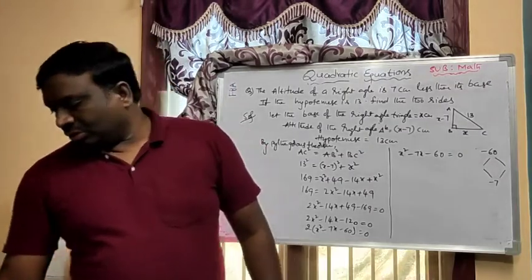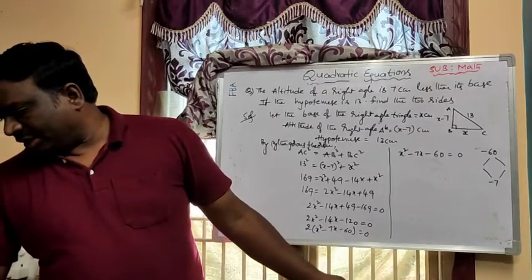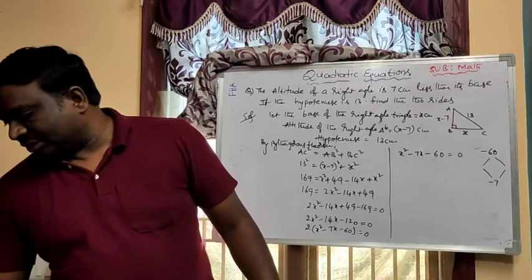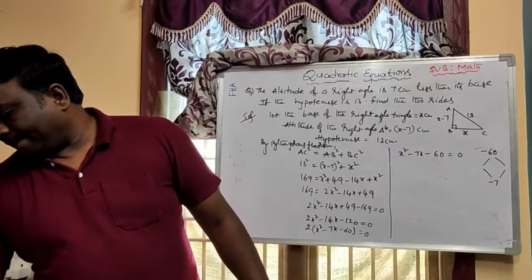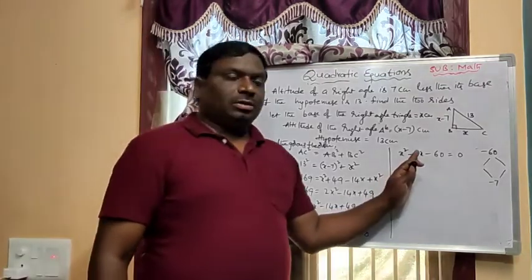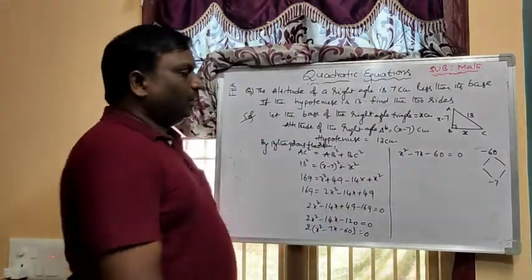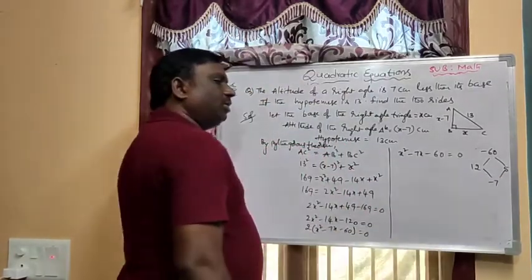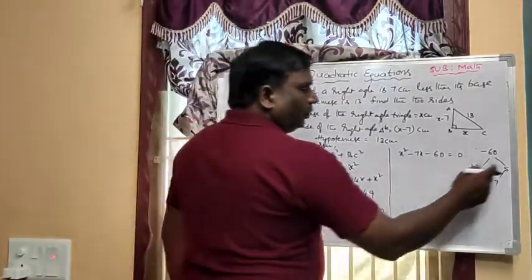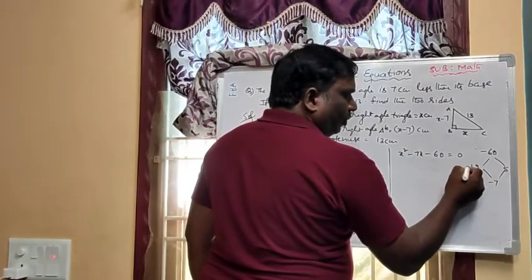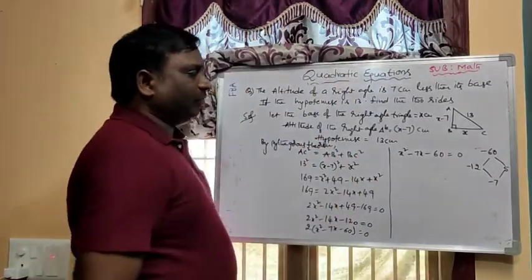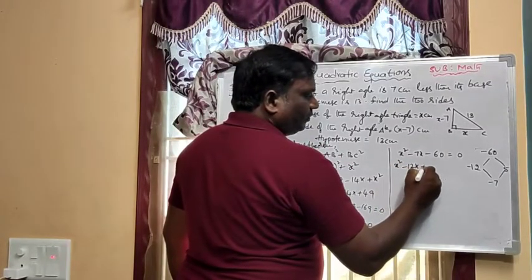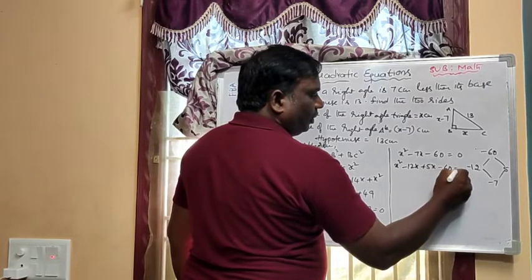Now coming to identify the next factors. 12 fives are 60. 12 and 5 you can add and subtract to get the values. Now we need to get minus 7 here. If you keep a negative sign for 12, definitely you will get minus 7, and the multiplication minus 60 is satisfied. x square minus 12x plus 5x minus 60 equals 0.